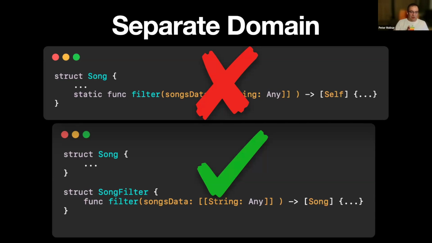So I have a separate struct with the song data, purely the data, and the filter functions with the song data as a parameter. A small note about the parameters: I just copied the original code, so that's why it's an array of dictionaries.